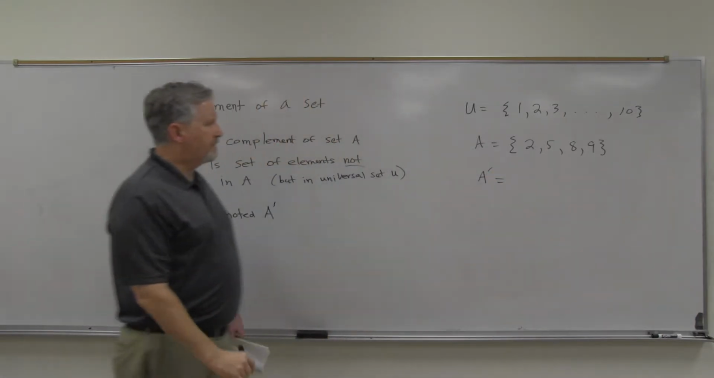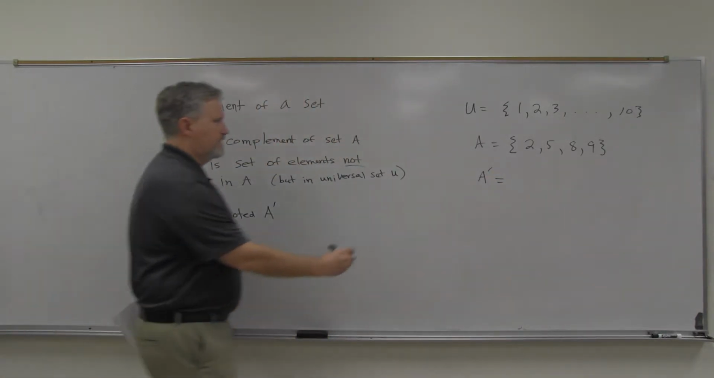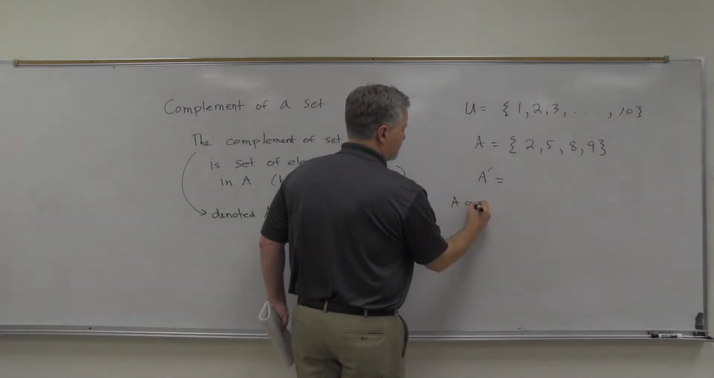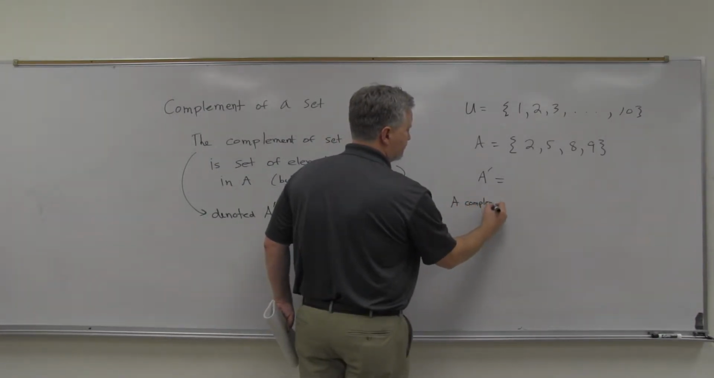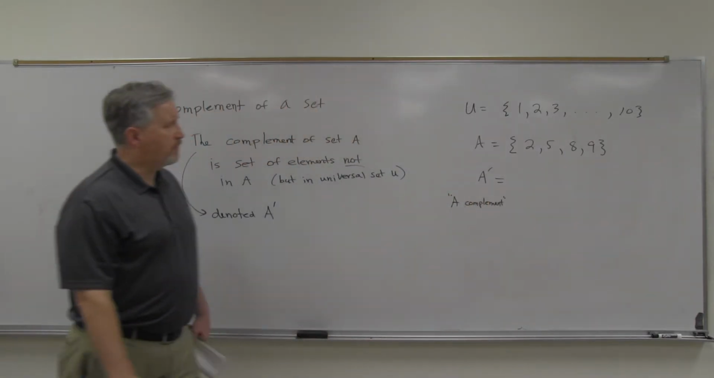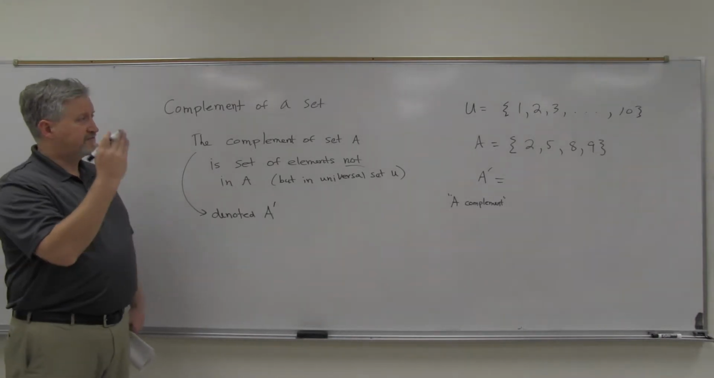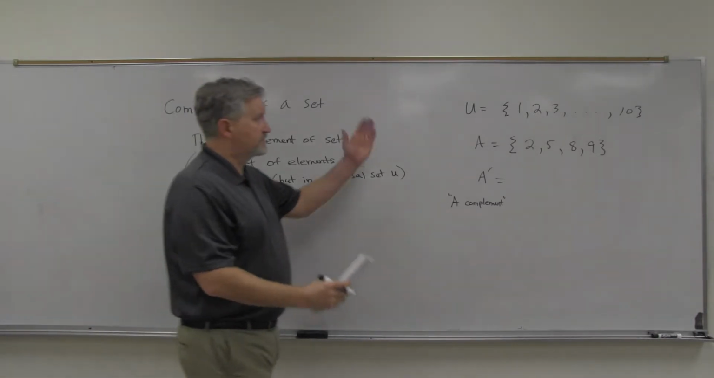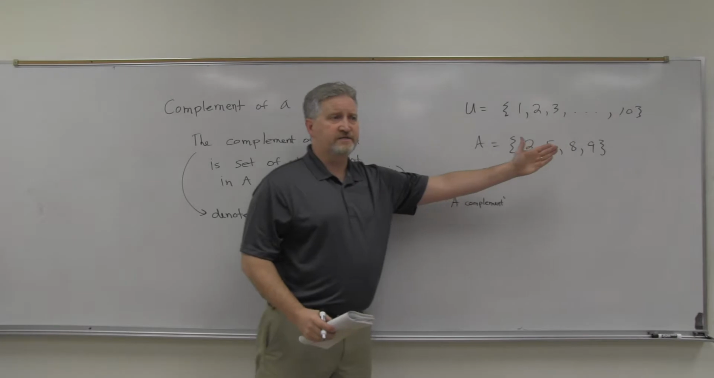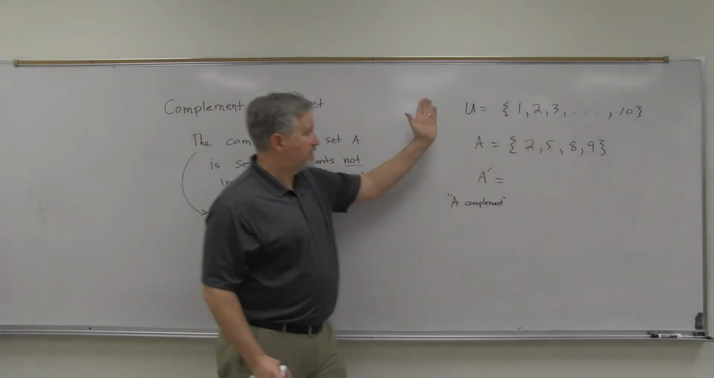And so A complement, the complement of set A, the way we read that, A complement, would be what? Well, it's what's not in A. So A's got 2, 5, 8, and 9. The universal set's 1 through 10. So that's what is under consideration here. And so A complement is just what's not in there, right?